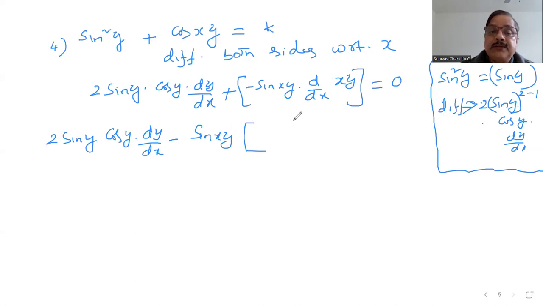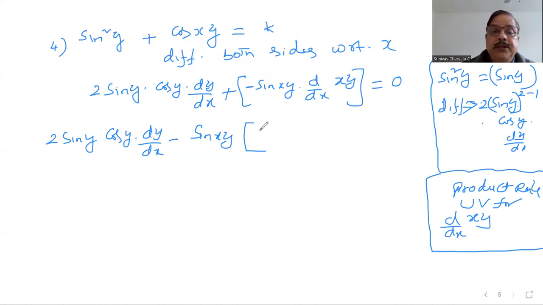So d by dx of xy means what? Differentiation of first function into second function plus differentiation of second function into first function, that is the product rule. We will apply the product rule here, uv for xy. So I am doing that only now.